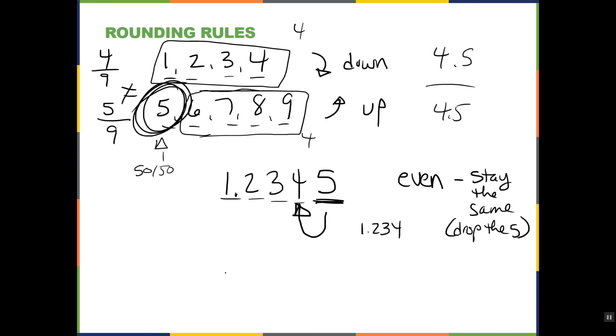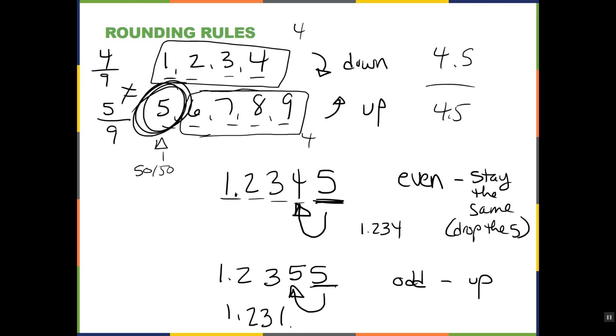Now, what if you have 1.235, where you end in a 5? You look at the number before, and it's now odd. In this case, you're going to round up, and so that's going to become 1.236. Okay? So notice what you did here.